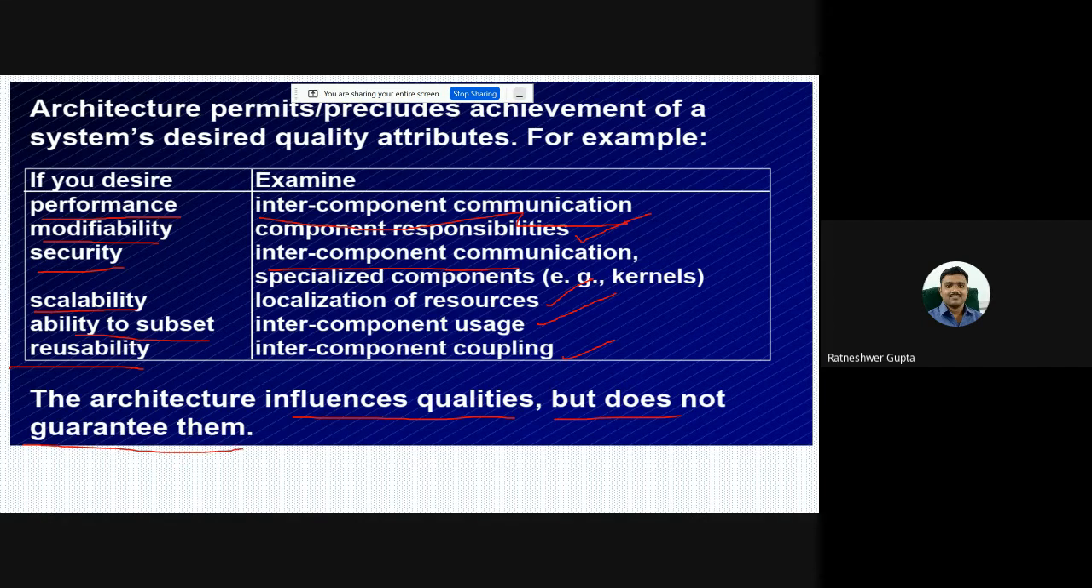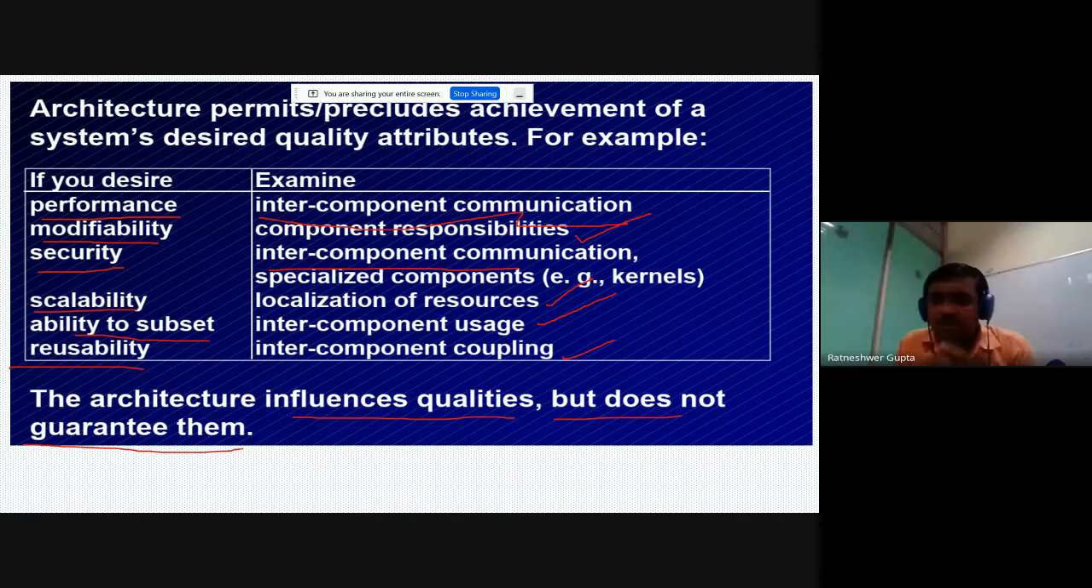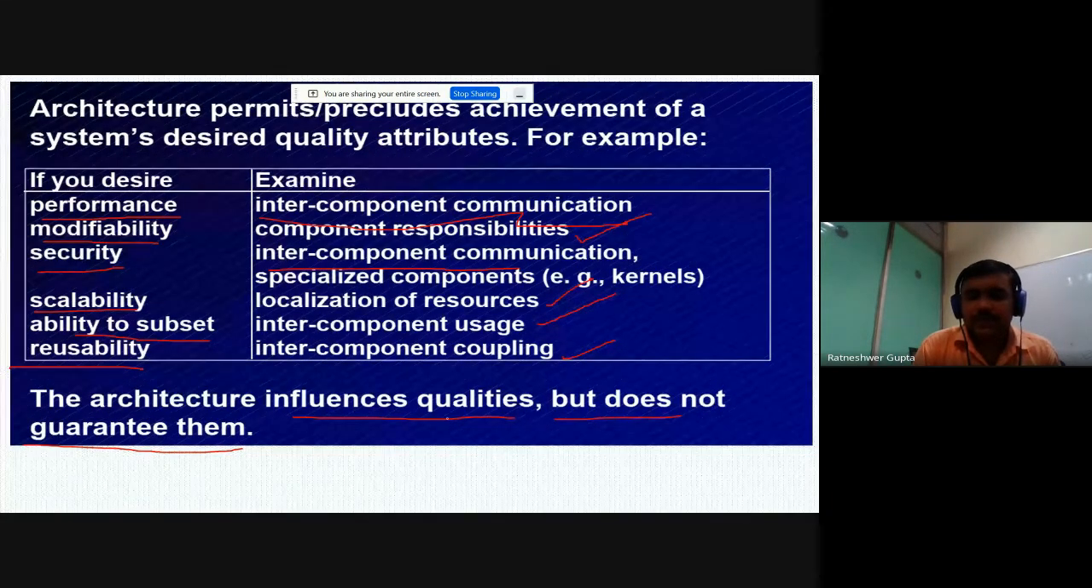So this is true for any system. For example, if you are making the architecture of a house, you can influence the qualities, but you cannot guarantee them because you do not have control at the later stage. Suppose you make a good architecture, but the contractor makes a bad design or builds a bad house. So what can you do? But at the architecture level, you can decide what qualities are actually required in the system, and you can include them at the architecture level.